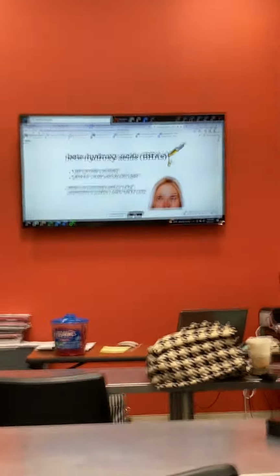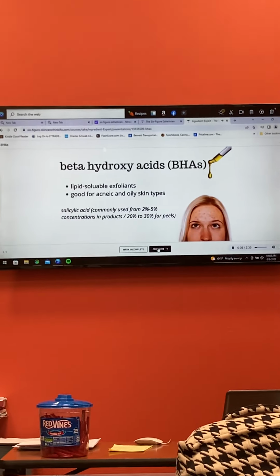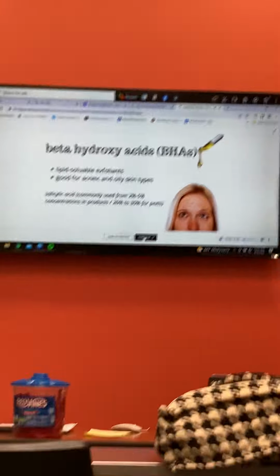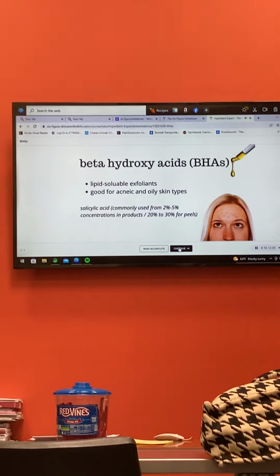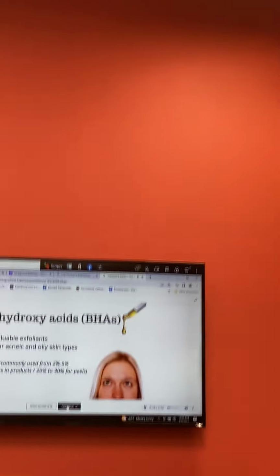Beta hydroxy acids, also known as BHAs. So BHAs, couple key things to know are lipid-soluble exfoliants. The second piece is that they're good for acneic and oily skin types.